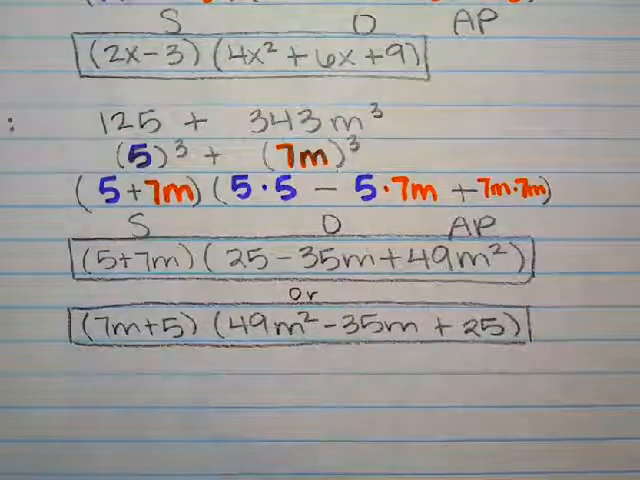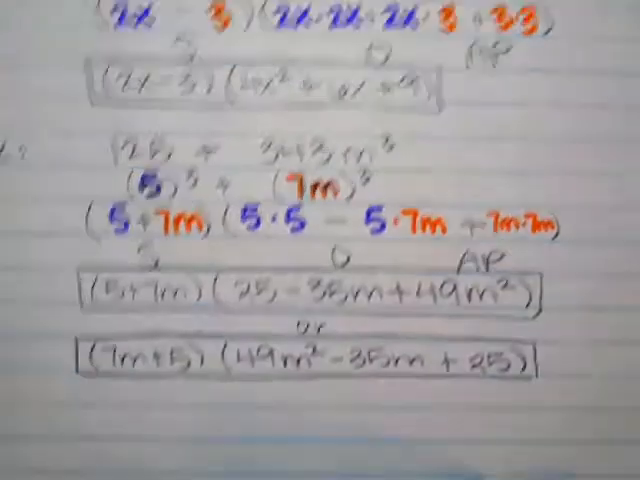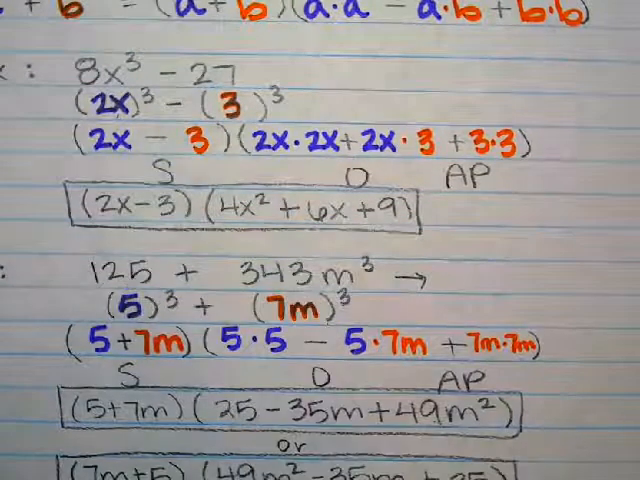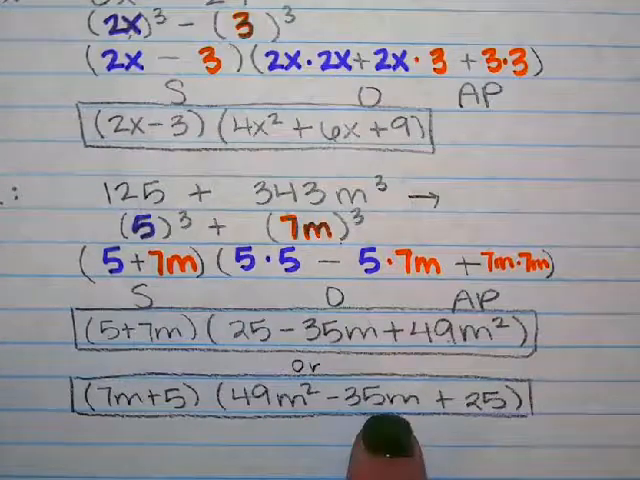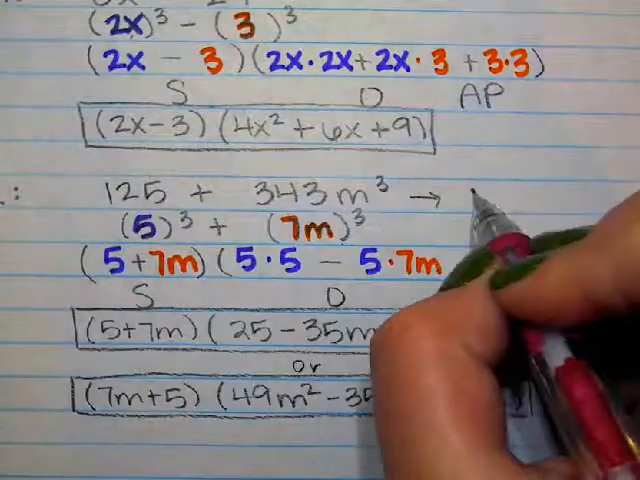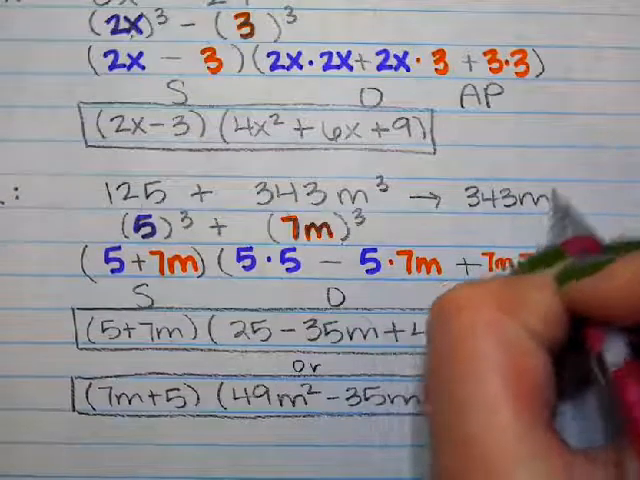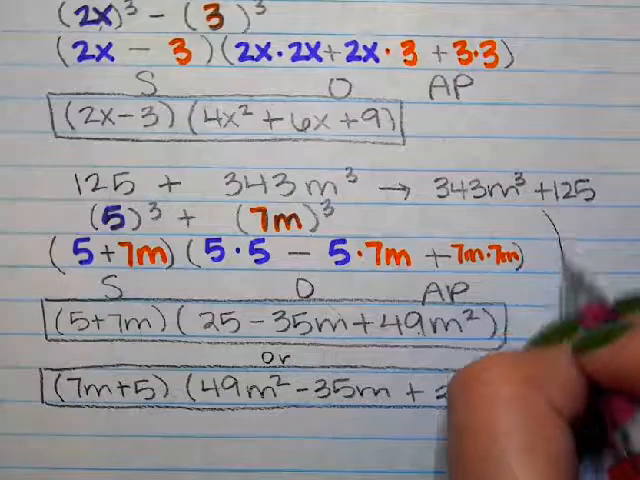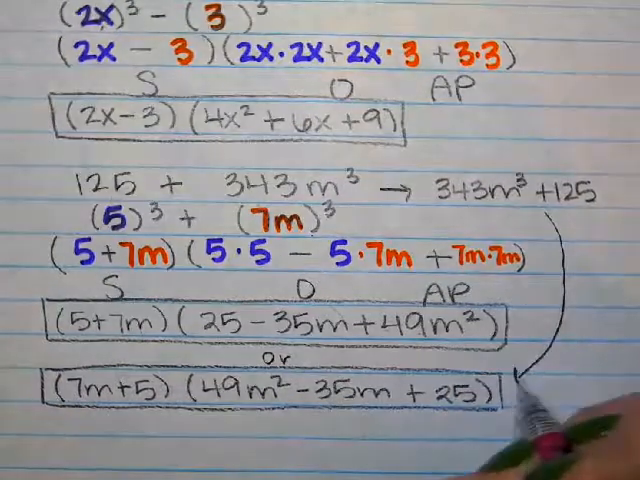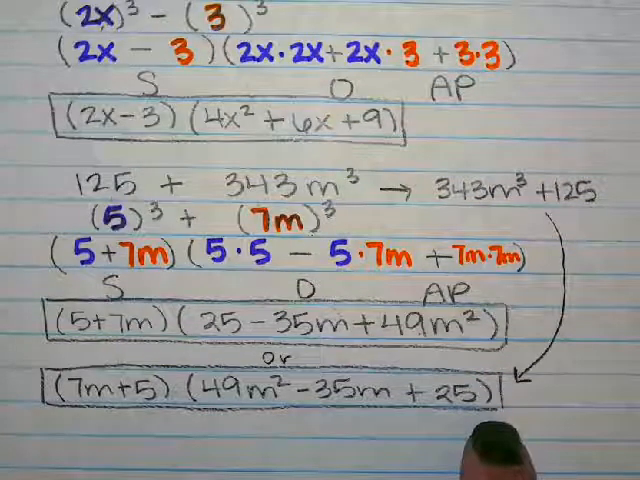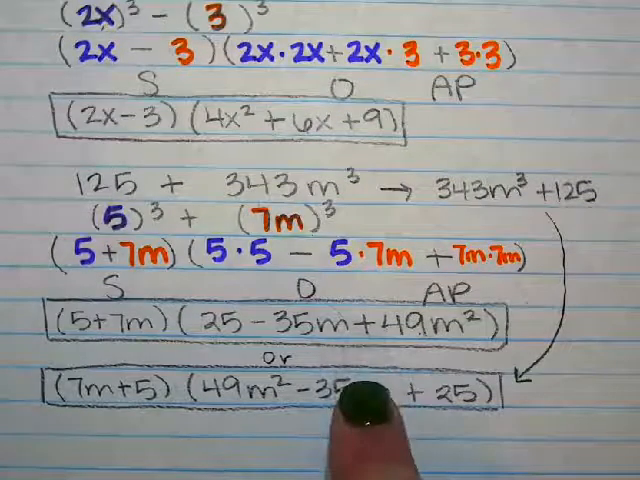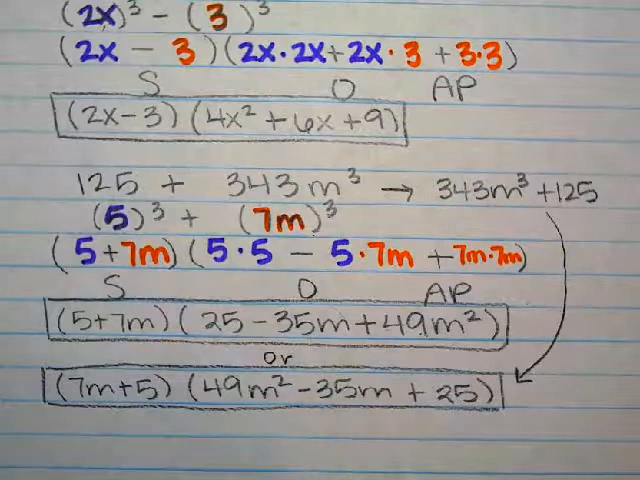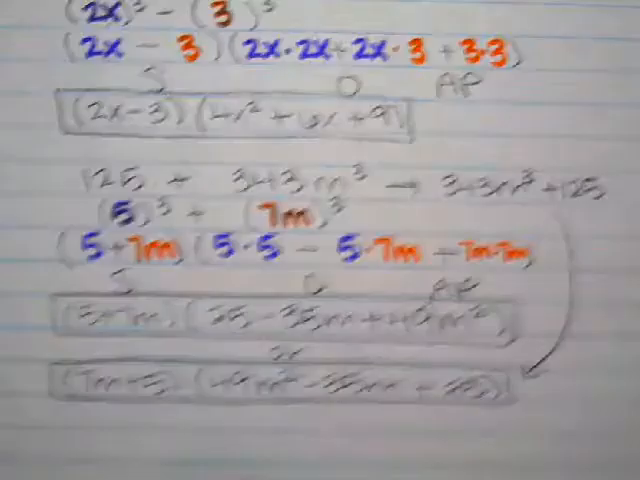The other thing you could have done is in the beginning of the problem, if you did not like this and you wanted it to be written this way at the end, you could have switched the order in the beginning. 343m cubed plus 125. And if you had done that, then when you did the factoring, it would have looked like this when you used the formula. So both of these answers are mathematically correct. One of them looks more proper than the other, but they are mathematically equivalent. So they're both fine. Okay, let's do another example problem.